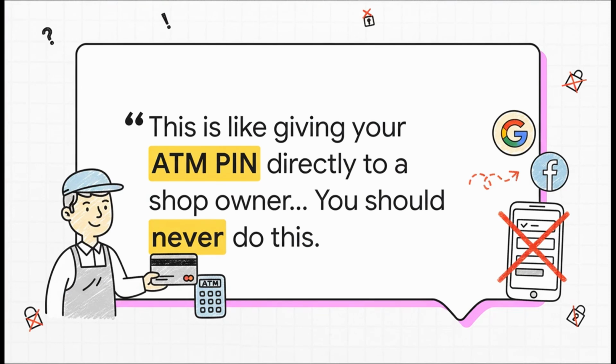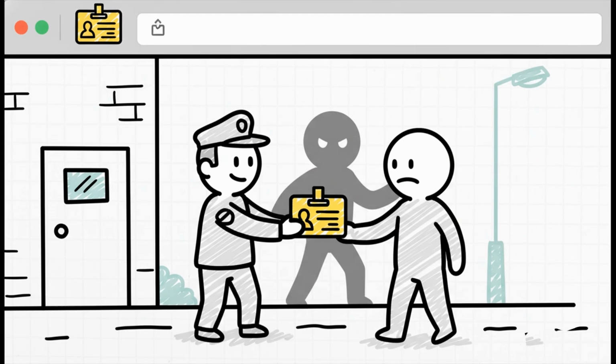This flow literally asks the user to type their main Google password directly into the third-party app. It's nuts. You would never, ever give a store clerk your debit card and your PIN number. So why on earth would you do the digital version of that? Just don't. Next up on our do not use list is the implicit flow.